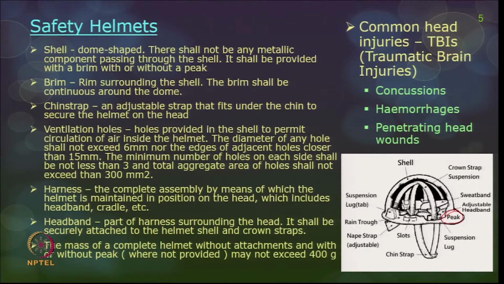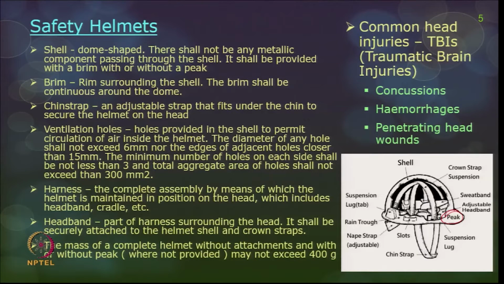The holes are provided in the shell to permit circulation of air inside the helmet, and the diameter of any hole shall not exceed 6 mm, nor the edges of adjacent holes closer than 15 mm. So, the spacing between the holes and the diameter of the holes are mentioned, and the minimum number of holes on each side shall be not less than 3, and the total area of holes shall not exceed 300 mm square. So, you cannot have too many holes in the helmet, as the rigidity of the helmet will also be lost. All these specs are given in the IS code.